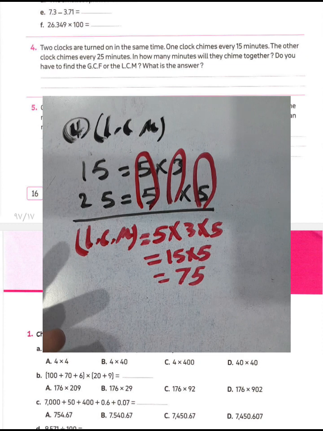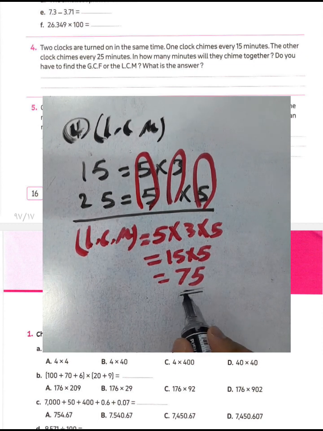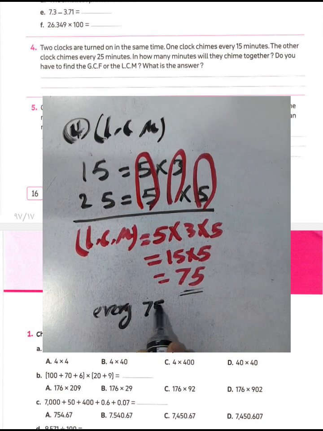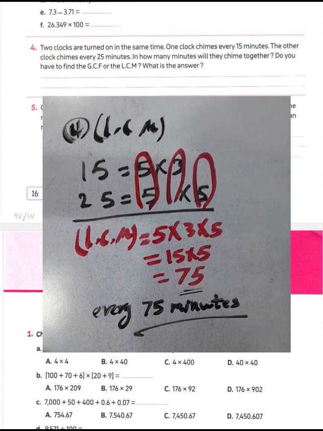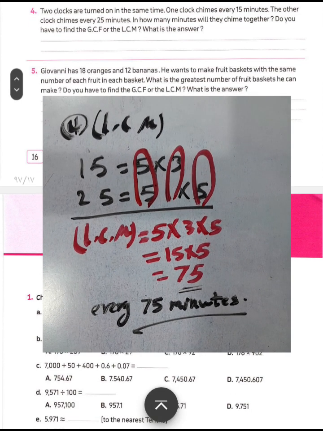Again, we have two clocks turned on at the same time. One clock chimes every 15 minutes. The other clock chimes every 25 minutes. In how many minutes will they chime together? At 50 or 75 minutes? At 75 minutes. Then they will chime together every 75 minutes, right? Okay, every 75 minutes. Question number 5.